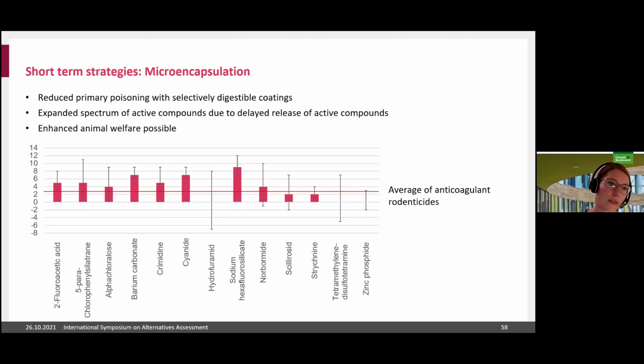And with microencapsulation, we might be able to use acute poisons that won't work in an acute mode of action, but would be released in a delayed way. And this might enhance animal welfare because rodents might die much quicker than they do at the moment. And there are also acute toxicants that have higher ratings than the anticoagulant rodenticides, which might be used in combination with microencapsulation.